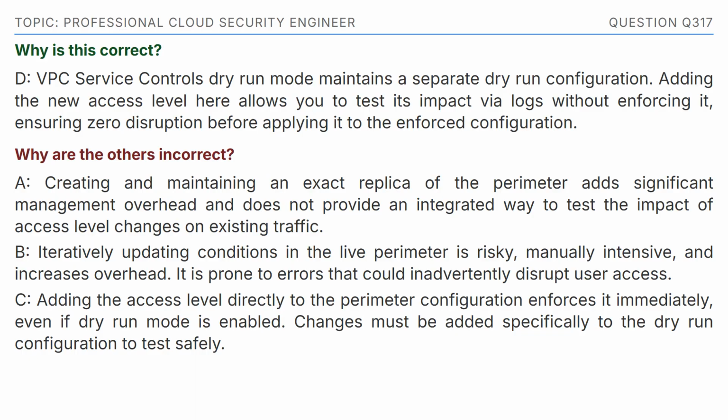Why are the others incorrect? A. Creating and maintaining an exact replica of the perimeter adds significant management overhead and does not provide an integrated way to test the impact of access level changes on existing traffic. B. Iteratively updating conditions in the live perimeter is risky, manually intensive, and increases overhead. It is prone to errors that could inadvertently disrupt user access. C. Adding the access level directly to the perimeter configuration enforces it immediately, even if dry run mode is enabled. Changes must be added specifically to the dry run configuration to test safely.